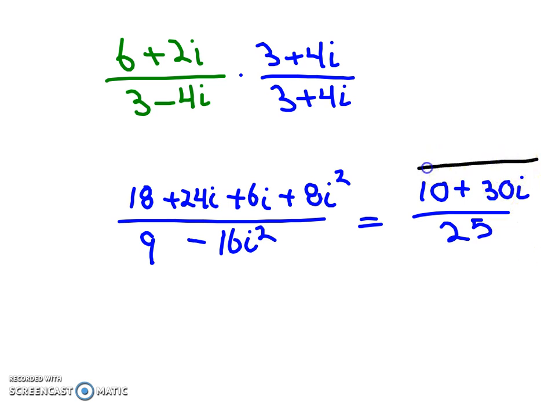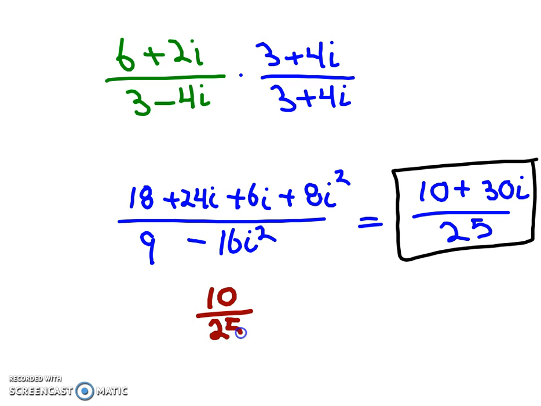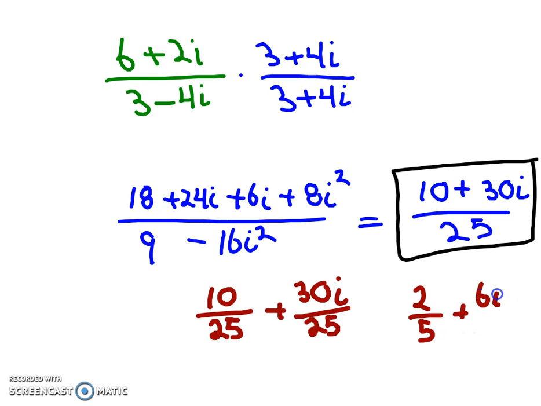And be aware, if you type that into Delta Math, it's going to say, sorry, you're wrong. Okay? And the reason it's going to say, sorry, you're wrong, is it needs to be simplified. I'm going to split this up into two fractions. 10 over 25 plus 30i over 25. And now each of these fractions can be reduced. 10 over 25 is 2/5. And 30 over 25 is 6/5. So that's what Delta Math is going to look like. Okay, all right, move on.